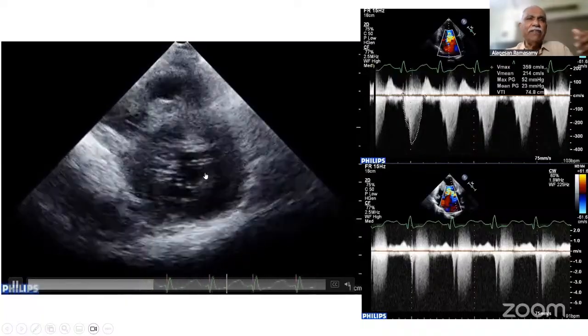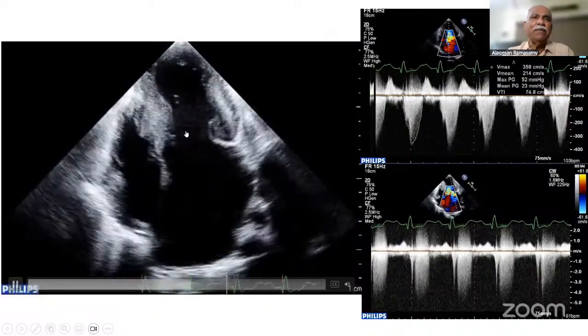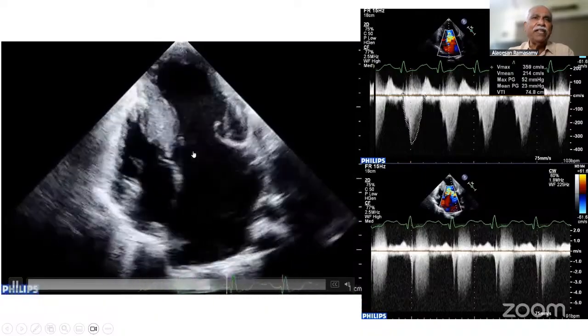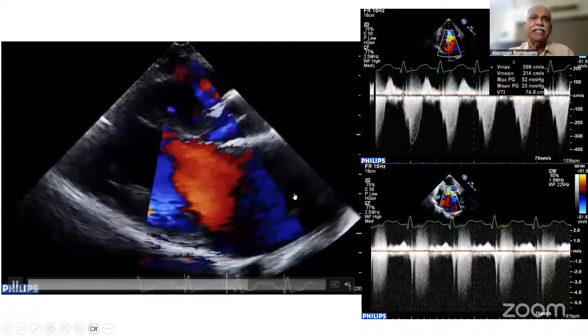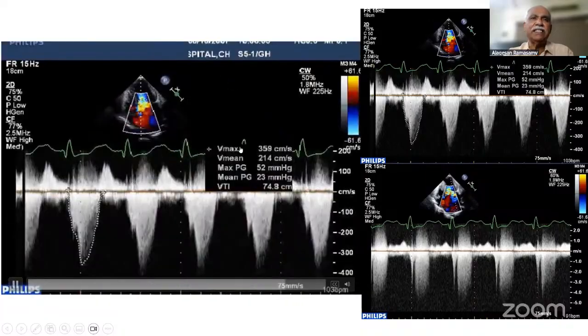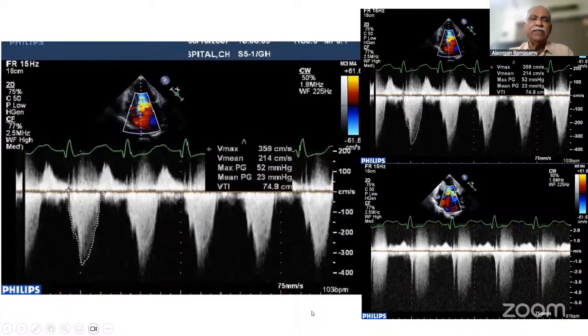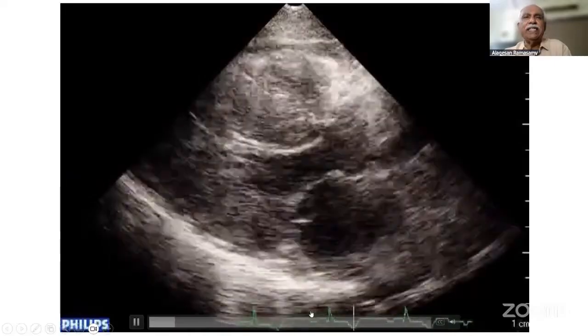I'm going level by level. You can see that at the level of the mitral valve, at the level of the papillary muscle, it is hypertrophied. The left ventricle again is markedly hypertrophied. The LA is markedly dilated. The LA dilatation is huge in this patient because the left ventricular outflow obstruction is severe and the mitral regurgitation is also severe. So this patient has got a severe LV outflow obstruction with mitral regurgitation.